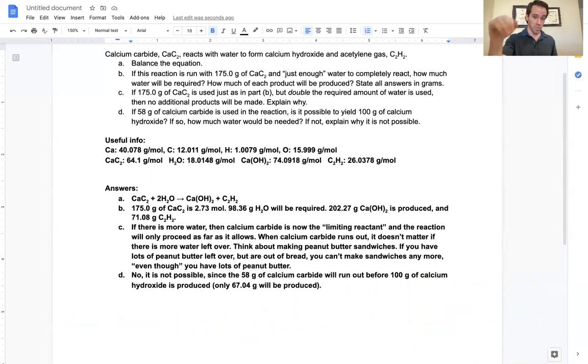So this says, if not, explain why it is not possible. This is an explanation. The 58 grams of calcium carbide will run out when only 67.04 grams will have been produced. Another way of stating this is that the calcium carbide in this sense will be the, well, not the limiting reactant, because we didn't say how much water would be present, but no matter how much water you have, it's not going to be possible to make more than the 67.04 grams because you'll run out of it and then you can't run it anymore. So that's how you do a big, long stoichiometry problem, and I will see you next time.